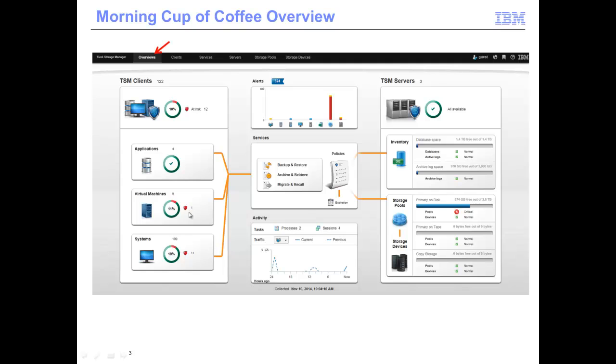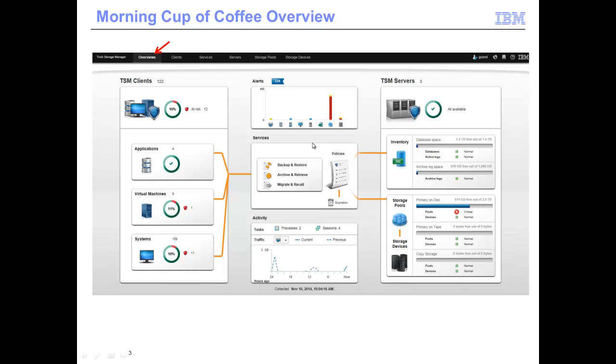With the TSM clients, some of the visual information that's important is this concept of being at risk or not at risk. If a client is at risk, it means it has not been successfully backed up in a certain period of time. By default, that certain period of time is 24 hours, but you can set that to a different length. And so here you can see the application servers have all been successfully backed up, whereas with the virtual machines, we have 1 virtual machine which is at risk, and we have 11 system machines which are at risk as well. So they have not had a successful backup in a certain period of time.